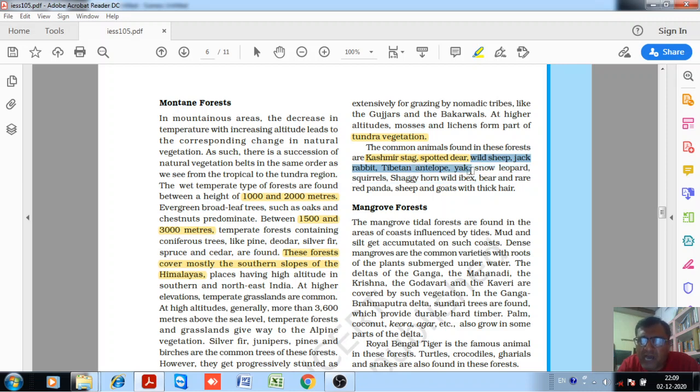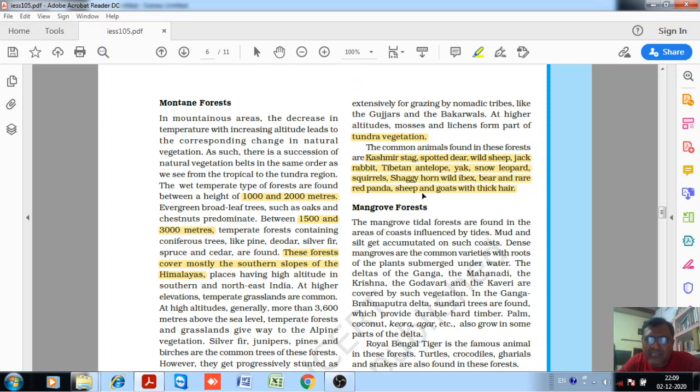You have seen yak. Okay, snow leopard and squirrels, shaggy horn, wild ibex, bear and rare red panda, sheep and goats with thick hair, which can survive in the severe cold. That's why they have thick fur or a thick layer of hair.